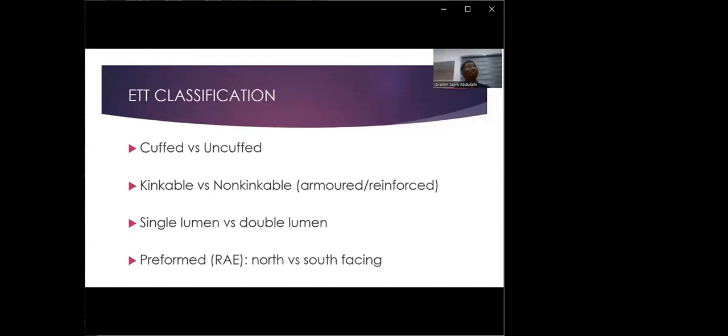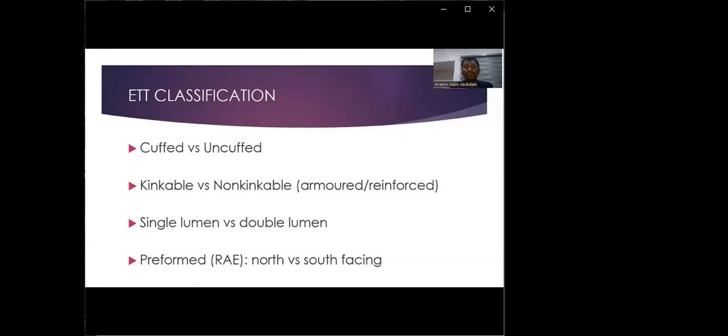So the endotracheal tubes are classified into cuffed and uncuffed. Usually the uncuffed are used for pediatric patients, recommended up to the age of 8 years in some literature, and 10 years in other literature. However, at present, we see that even all the tube sizes come with a cuff.